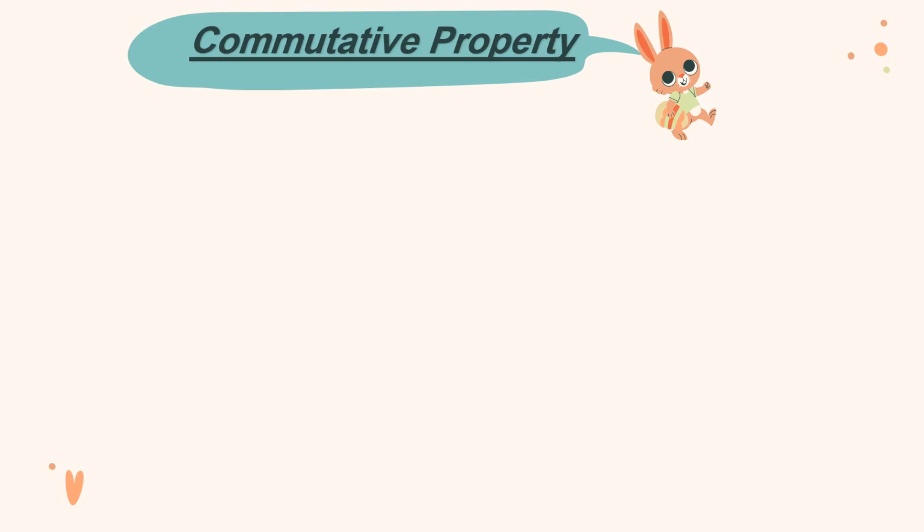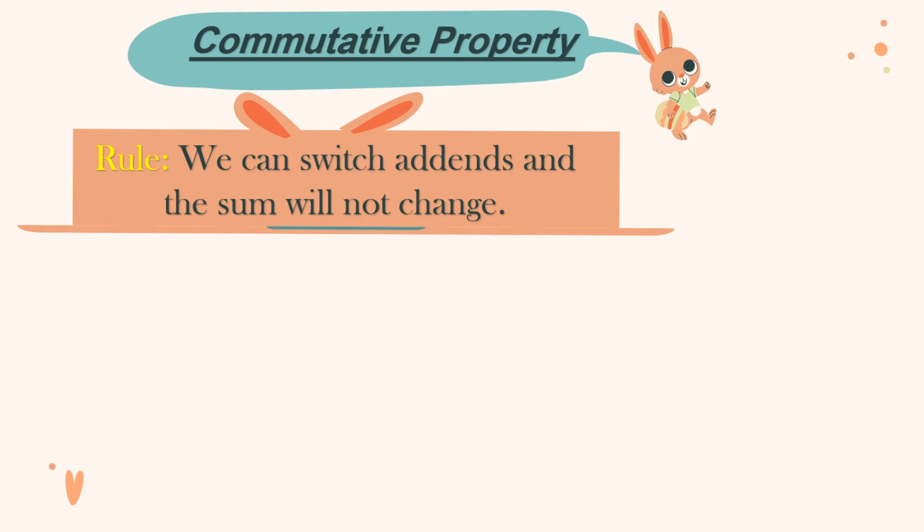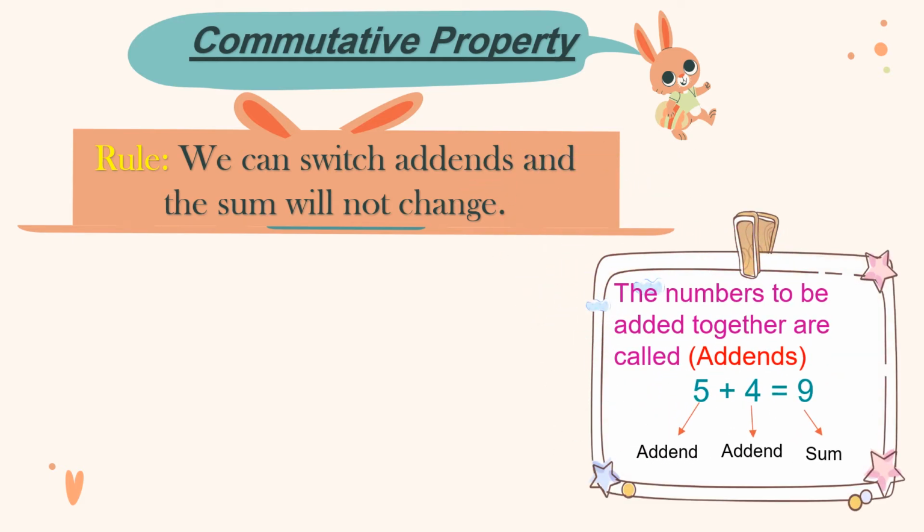Let's start with commutative property. Our rule in commutative property: we can switch addends and the sum will not change. What is the meaning of addends? The numbers to be added together are called addends. For example, 5 plus 4 equals 9. 5 is called an addend, 4 is called an addend, and 9 is called the sum.